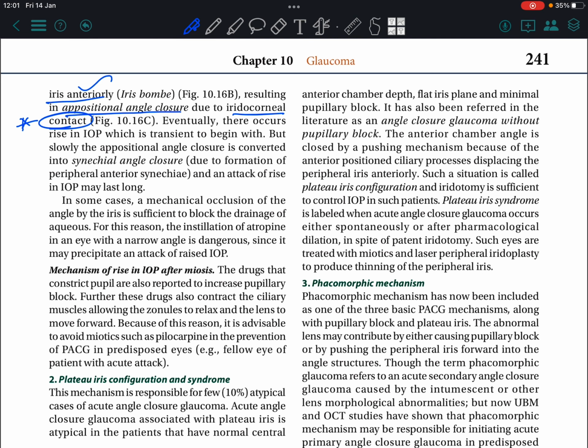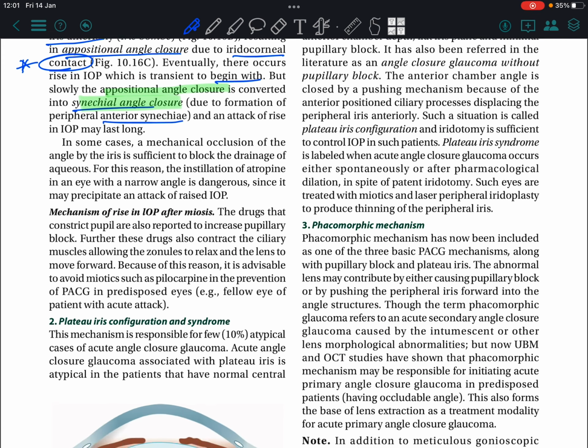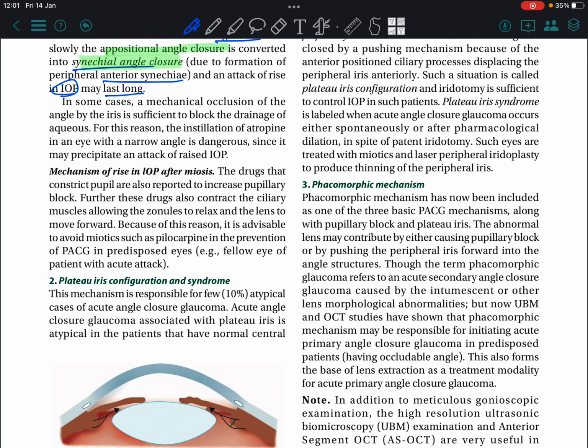Eventually, there occurs rise in IOP, which is transient to begin with, but slowly oppositional angle closure is converted to synechial angle closure due to formation of peripheral anterior synechiae. And an attack of rise in IOP may last long. In some cases, mechanical occlusion of angle by iris is sufficient to block the drainage of aqueous. For this reason, the instillation of atropine in an eye with a narrow angle is dangerous, since it may precipitate an attack of rise in IOP.